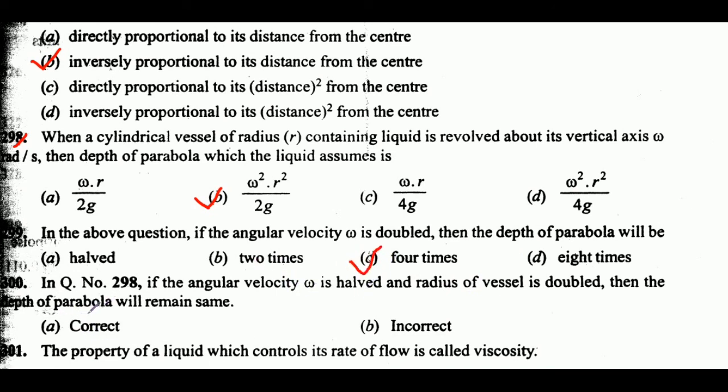Next is, in question number 298, that is this one. If the angular velocity omega is halved and the radius of the vessel is doubled, then the depth of parabola will remain same. Options are correct or incorrect. So here friends, this statement is true, so here option A is the correct answer, that is correct.